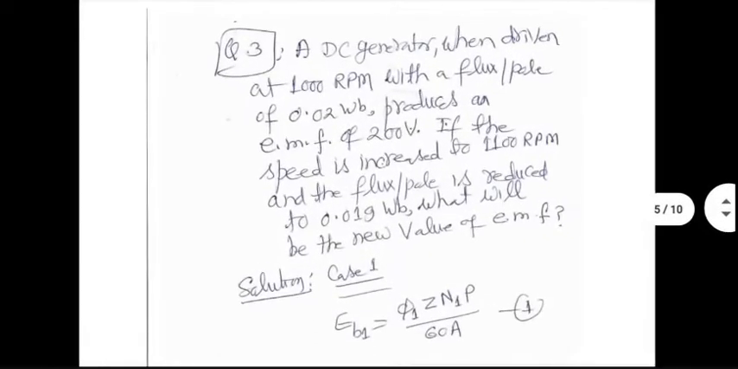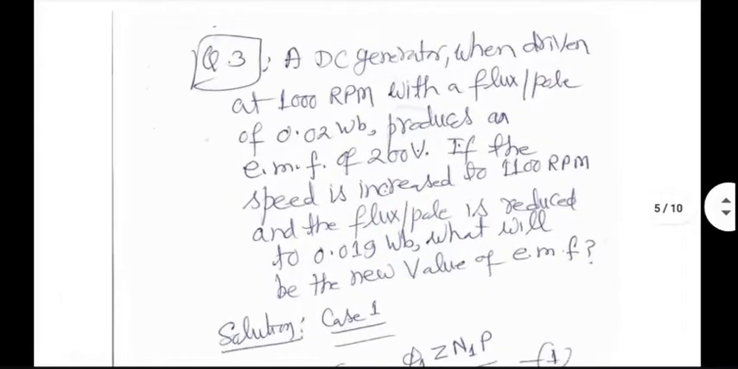Question 3. This is what I think we did not do in the previous lecture. A DC generator, when driven at 1000 RPM with a flux per pole of 0.02 Weber, produces an EMF of 200 volt. If the speed is increased to 1100 RPM and the flux per pole is reduced to this, then calculate the new EMF.